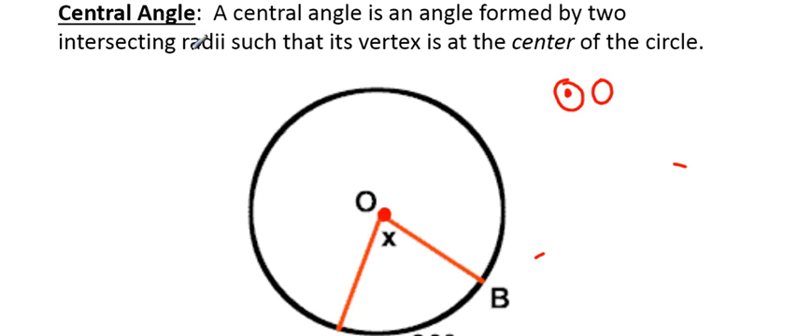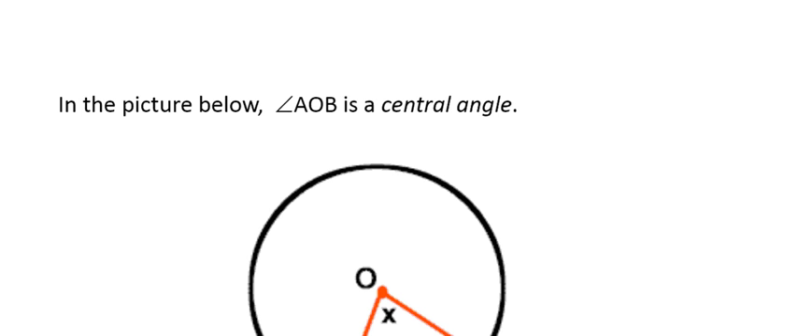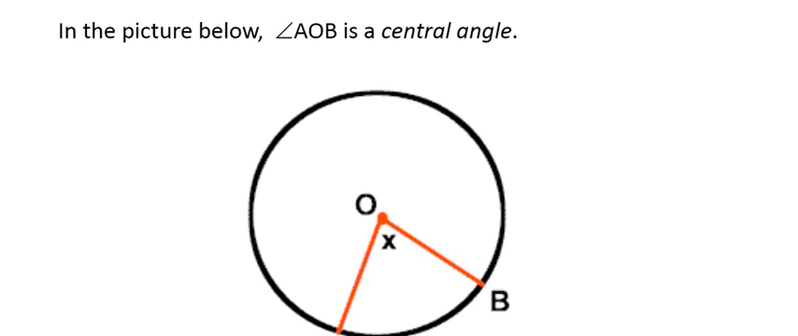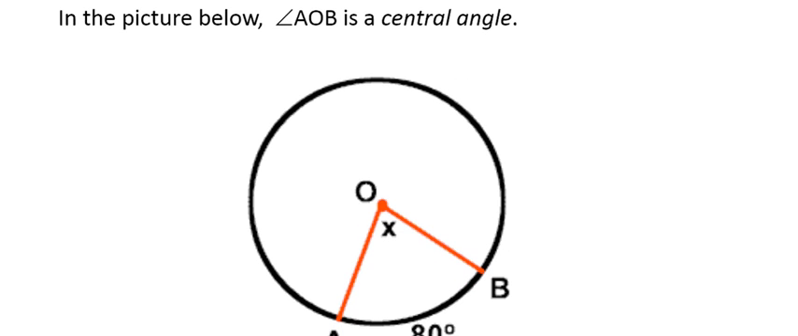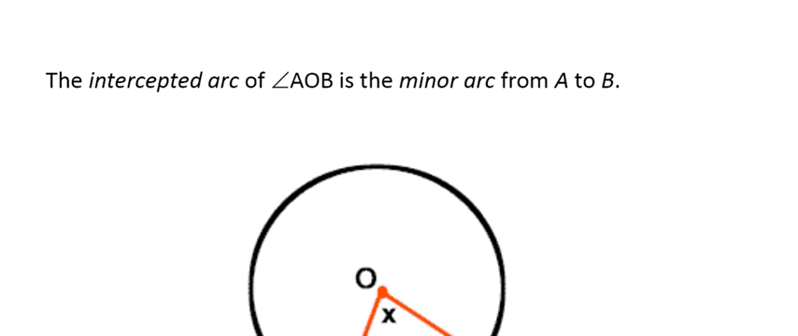The next vocabulary that you need to be aware of are radii. Radii is the plural of the word radius. You should know that a radius is a line segment that begins at the center of the circle and extends to any point on the circle. All right, so there's a little bit of vocabulary that you need to be aware of. So in this picture, we say that angle AOB is a central angle. Why? Because its vertex is at the center of the circle.